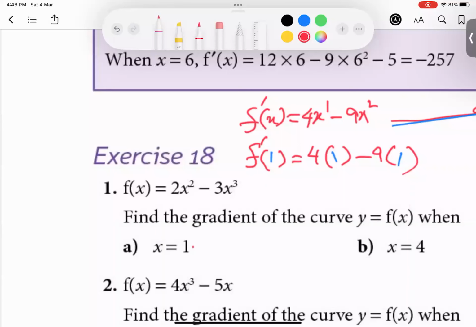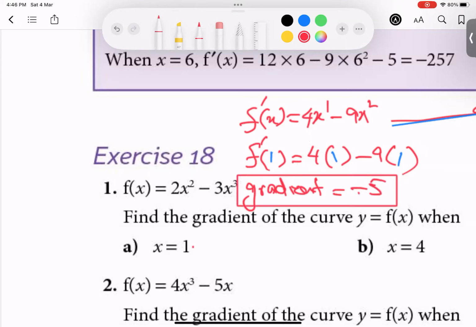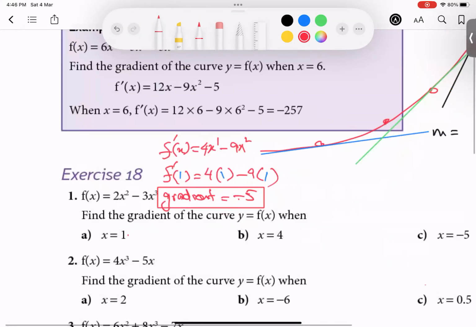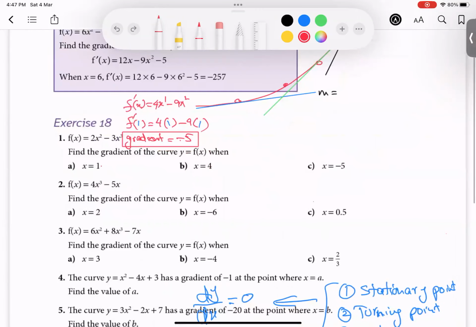And I believe you're understanding that f dash of x is actually called the gradient. So I'm writing the word gradient. 4 times 1 is 4, minus 9 times 1 is 9, so it becomes -5 gradient. Alhamdulillah, Rabbil Alameen. I believe it is nothing hard at all. Simple thing. The same curve, we can be asked to find the gradient at 4. So I will plug in 4 everywhere. That's it. I believe it's not a hard job.